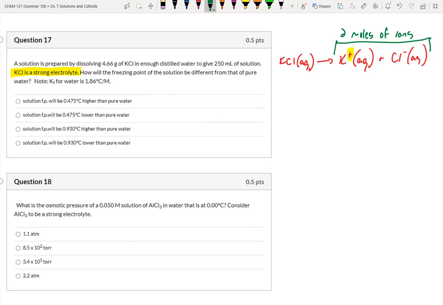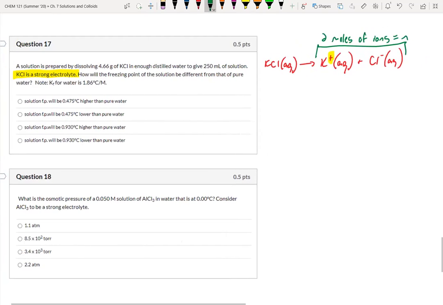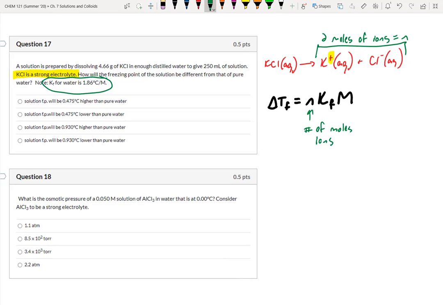So this 2 moles of ions is equal to our value n for these problems. Let's keep that in mind, and let's go to the equation that we would need from our notes. In this case, it's going to be delta T_f equals n times K_f times m. So n is going to be the number of moles of ions. K_f was already given to us over here.